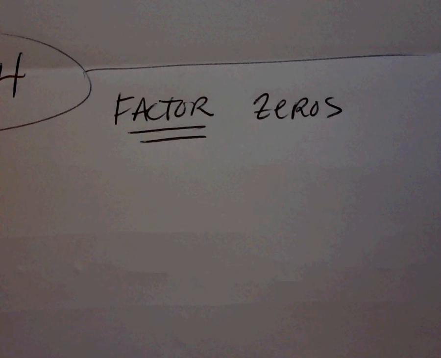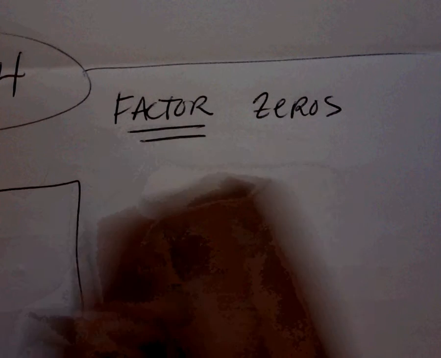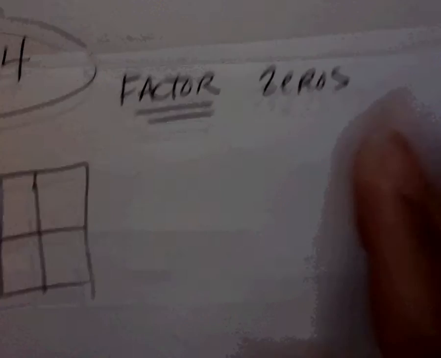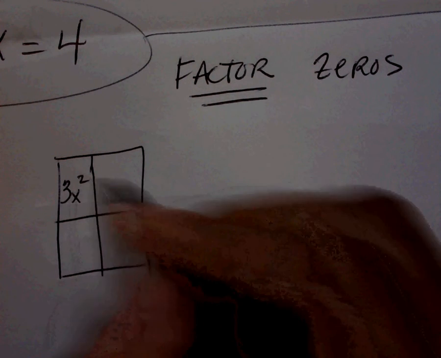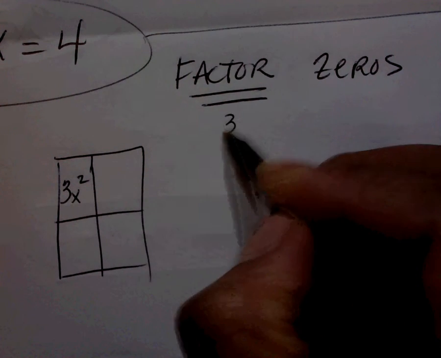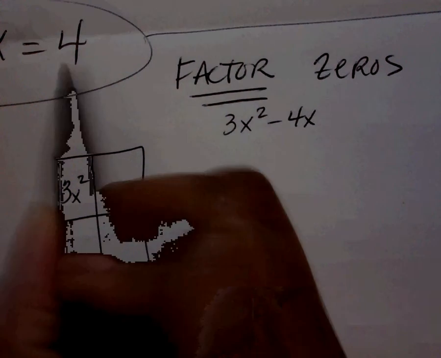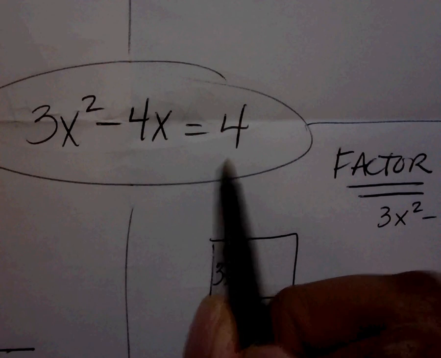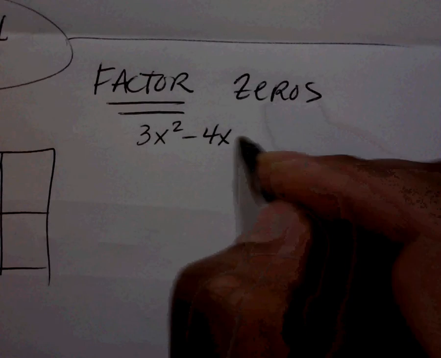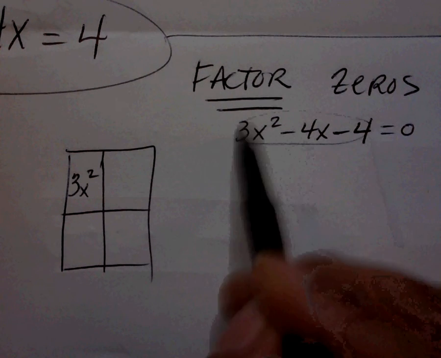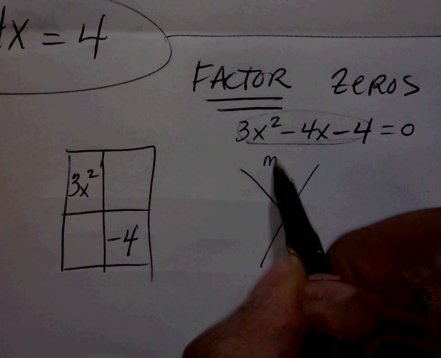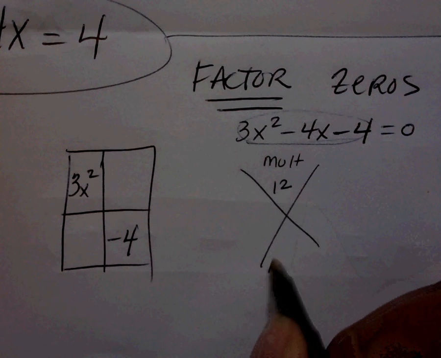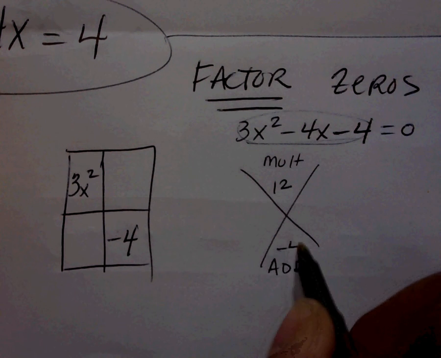To find the zeros in this same problem, we're going to factor it using the graphic organizer, or you can call it the box. Put 3x squared here. And remember, we moved the 4 that was here over to the left side, which made it minus 4. Okay? And it equals 0, so now I can factor this side. And now I need to find what two numbers will multiply to 12 that will add to negative 4.